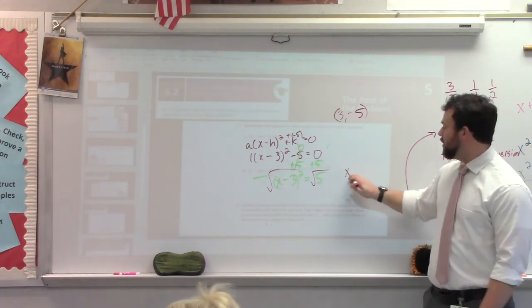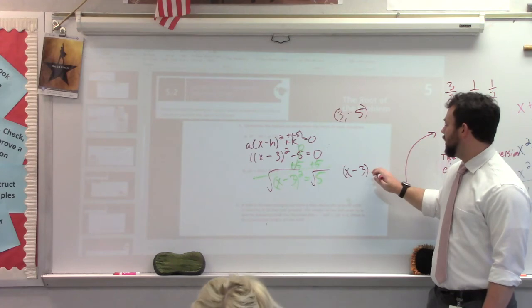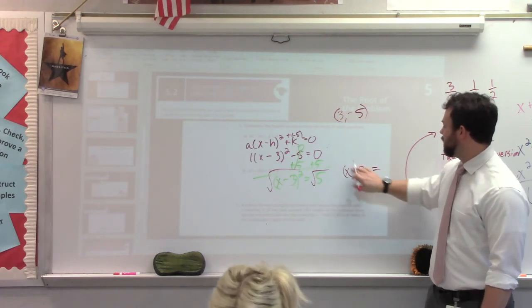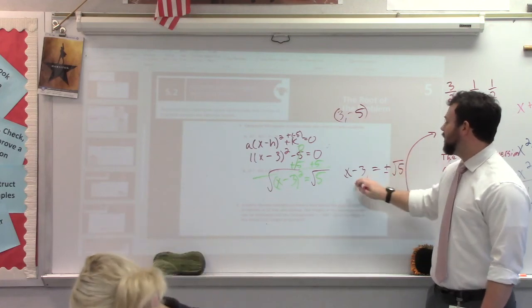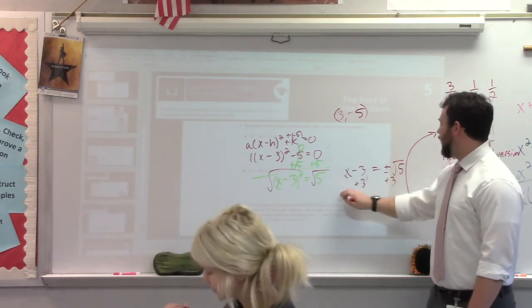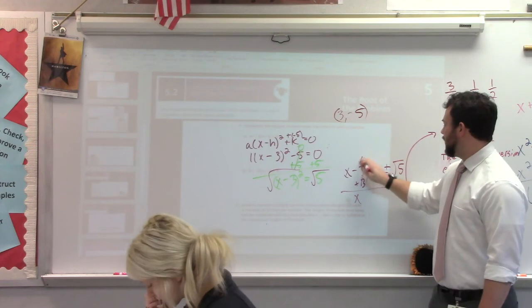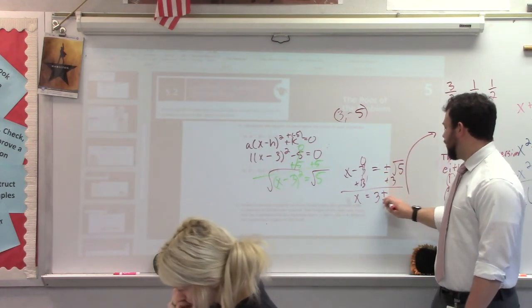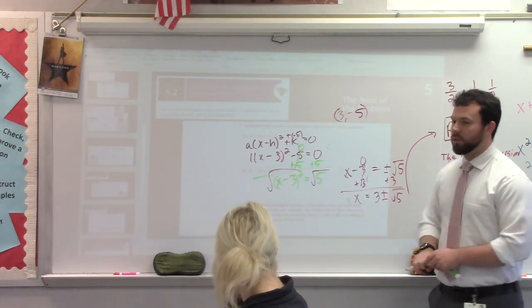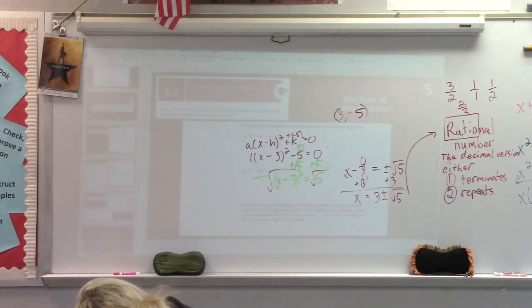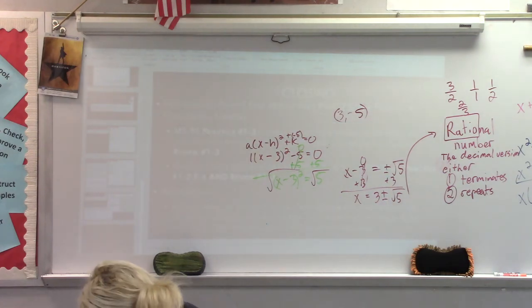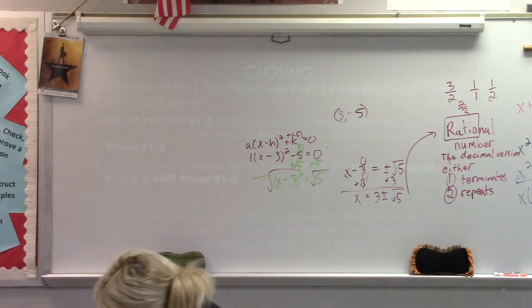No, this is the beauty of that vertex form. So x minus 3 is equal to what? Positive or negative square root of 5. You can leave it just like that. x is equal to 3 plus or minus the square root of 5. Just leave it like that. You'll get an irrational number if you get the decimal, so don't make your life harder than it has to be. Sorry I sped through that. We'll spend more time tomorrow practicing that. I wanted to get this up there.